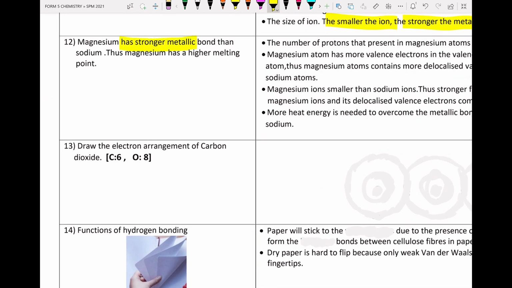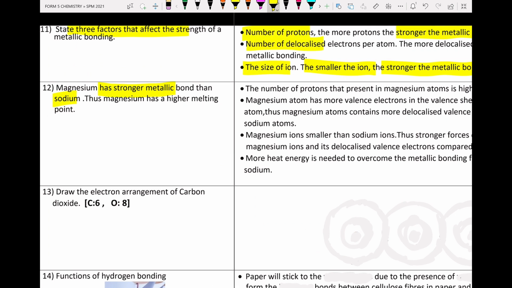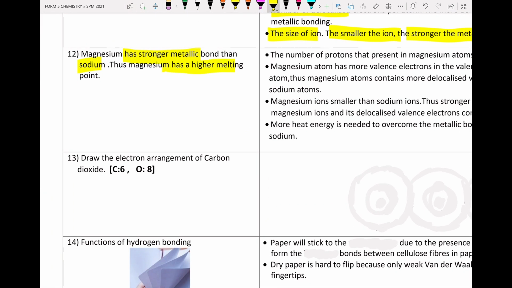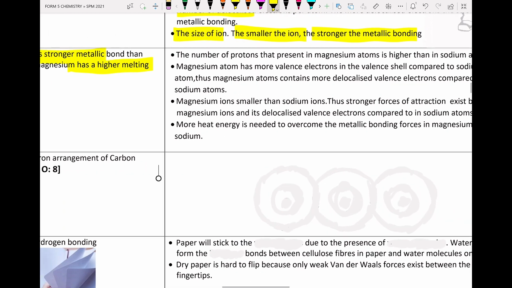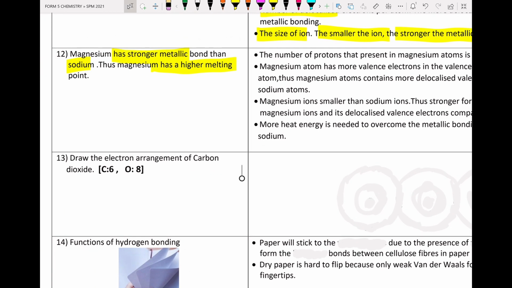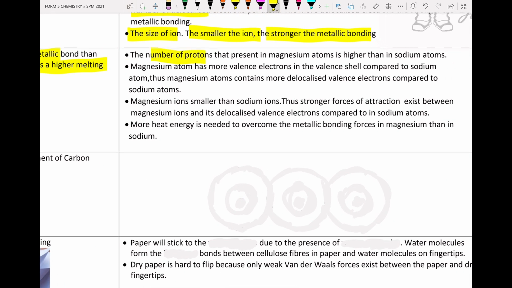Magnesium has stronger metallic bonding than sodium atom. Okay, why we must use these three factors, first factor, second factor, and third factor, in explanation. Thus, it has a high melting point. Okay, more heat is required to overcome the forces of attraction in magnesium atoms than sodium atom. Why? Because the number of protons present in magnesium atom is higher than in sodium atom. Magnesium atoms have more valence electrons in the shell compared to sodium atom. Thus, magnesium atoms contain more delocalized valence electrons compared to the sodium atom.